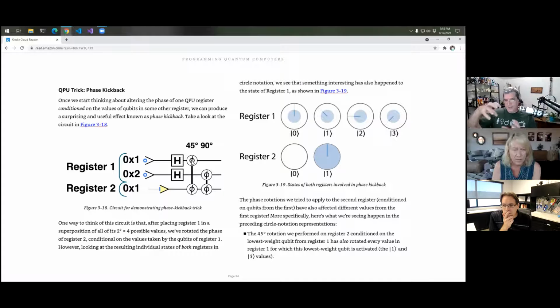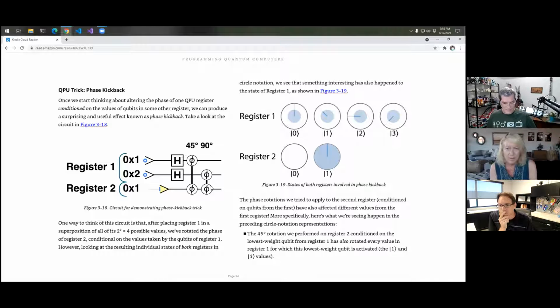But because of the way phase works, this phase kickback, it actually ends up impacting this one. So in the states where the 0x1 bit is 1, we'll end up with a 45 degree rotation. So again, that would be 0, 1, which would be this, or 1, 1, which would be 3. Okay, I got it. It took me a minute. Does it make sense, Matt? Did you get it? Yeah.